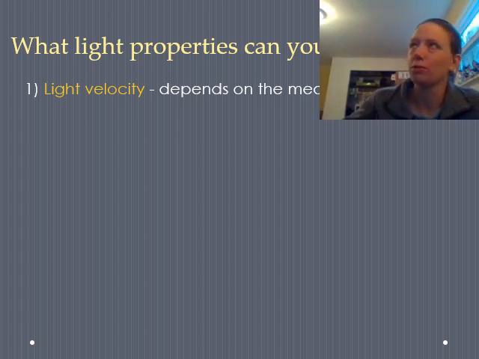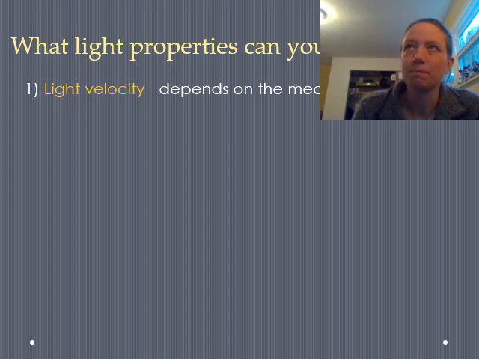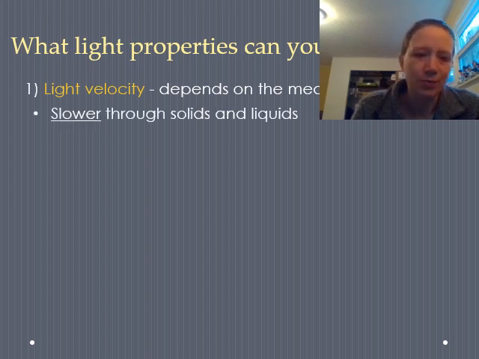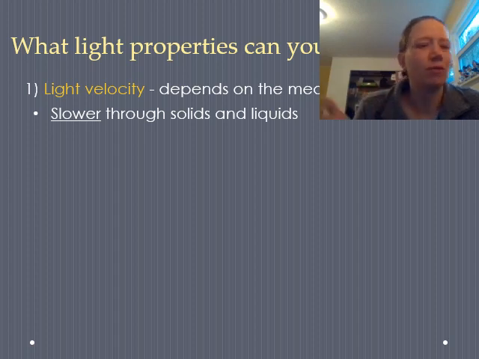We know light can go through air, because it's obviously here on Earth. It can go through water. If you're underwater, you can see light. It can go through glass and other things that are transparent. But typically light goes slower when it's moving through a solid or liquid than a gas. So this is the reverse from sound, and that's something that's a little bit tricky to remember.